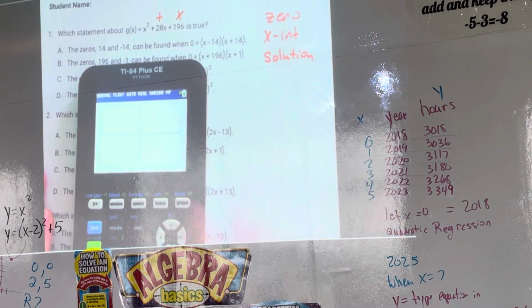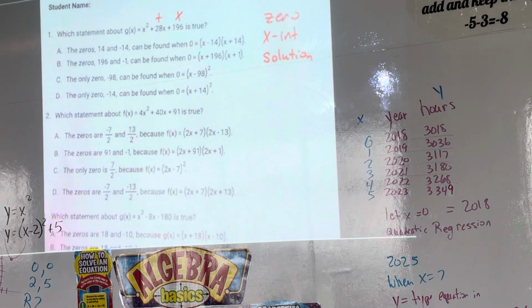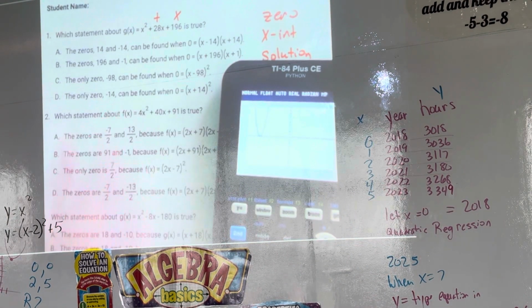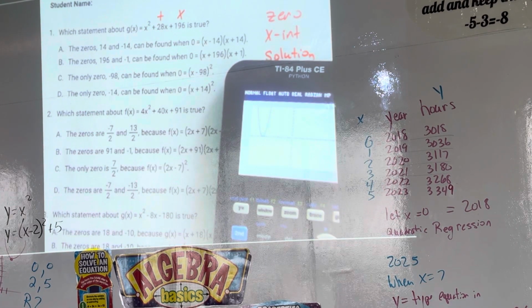So number 1, if we graph it, how many solutions is it going to have? How many x-intercepts does it have? 1. It's got 1. So it's going to have 1 solution. Is the solution negative or positive? Negative, and it's obviously not negative 98. It is negative what? 14.